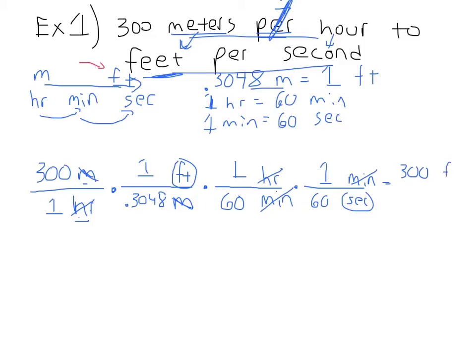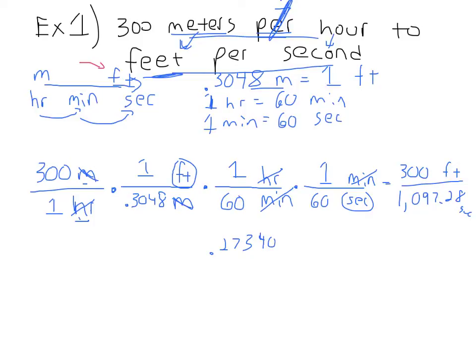So we have 300 feet over, you simply multiply 1 times 0.3048 times 60 times 60. And I believe we get, for the denominator, 1,097.28 seconds. Okay. Now, you don't want to leave your answer like that, so you need to divide those. Now just do 300 divided by 1,097.28. Okay. And I believe you get something like 0.2734, and it goes on.